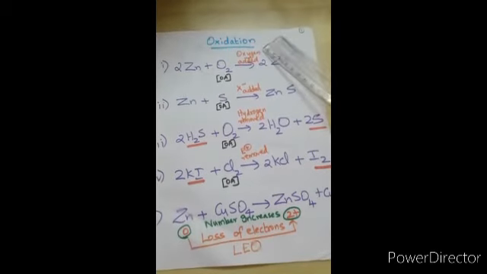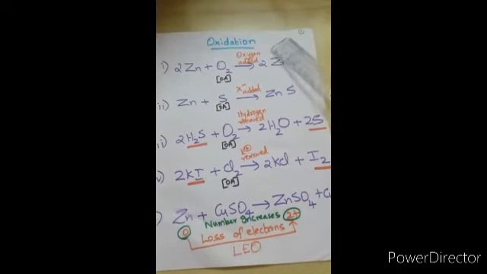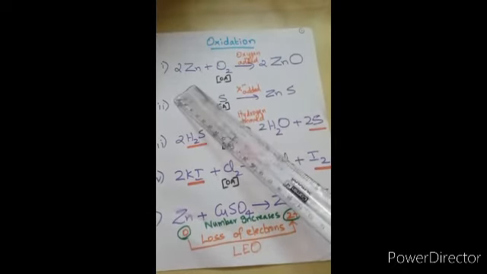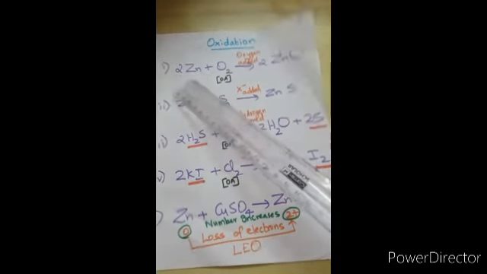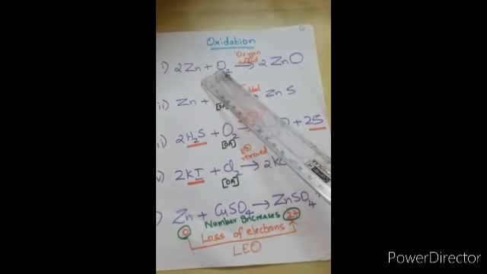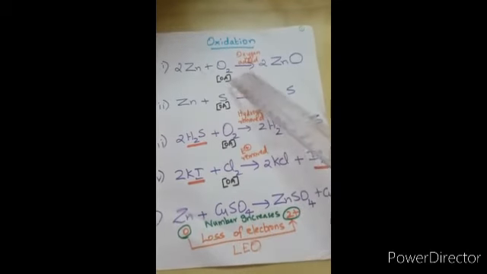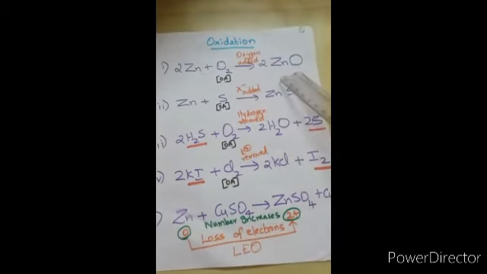Now, how are we going to see this oxidation with chemicals? What do you mean by the word oxidation? Let us see a few examples. Let me take the first example. Zinc reacts with oxygen to form zinc oxide. You can see that in the process oxygen is added to zinc. So, addition of oxygen is called as oxidation.